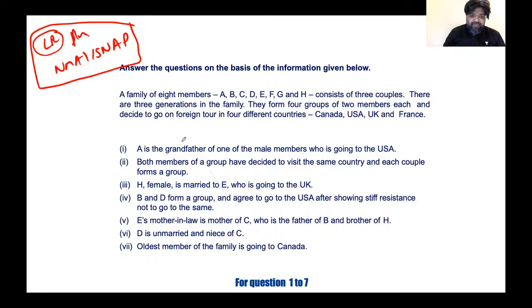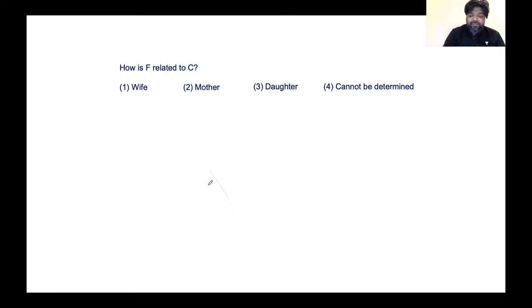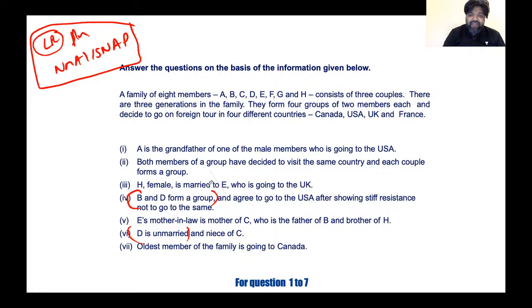Okay, it's very clearly visible that B and D form a group, it's written, and D is unmarried. It means B is also unmarried. So there are 3 couples and there are 2 people who are unmarried. Okay, so in the family tree, B and D will come at the bottom. A is the grandfather of one of the male members who is going to US. And it's clearly written that B and D go to US.